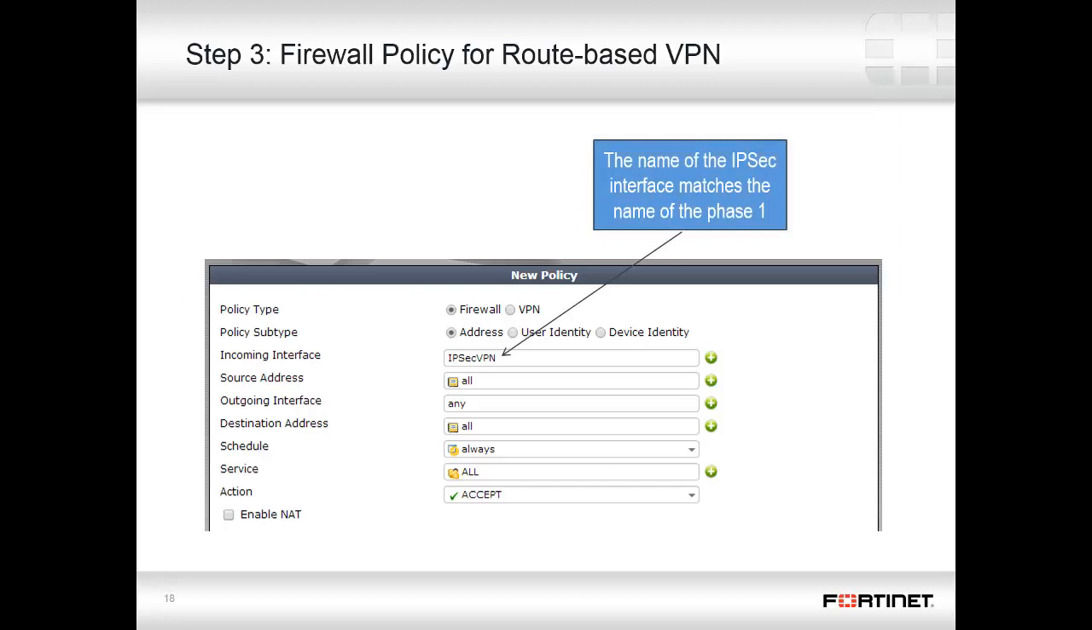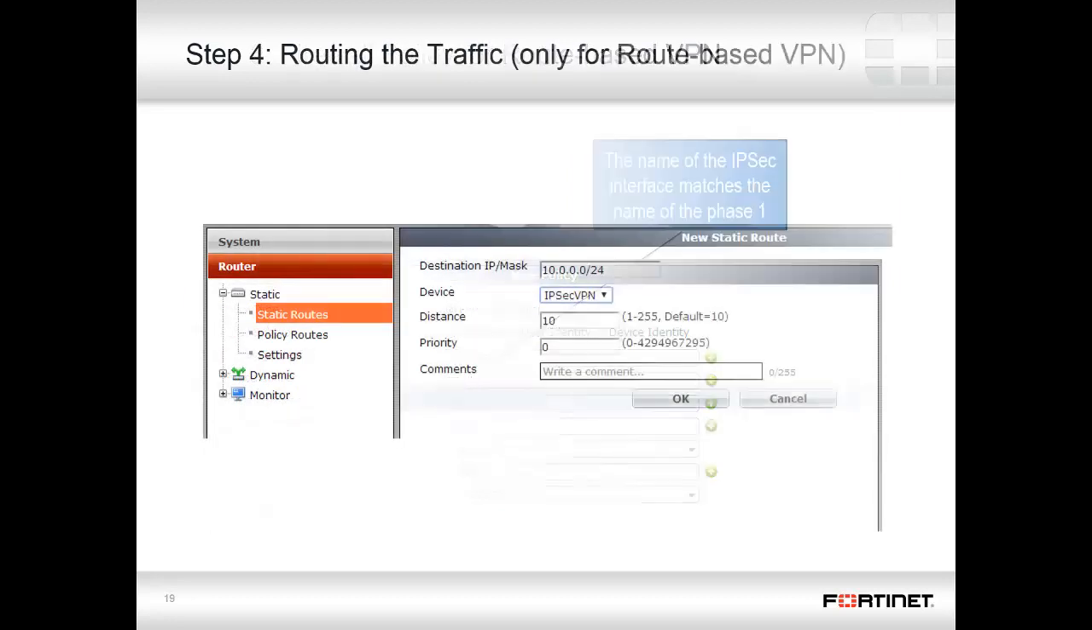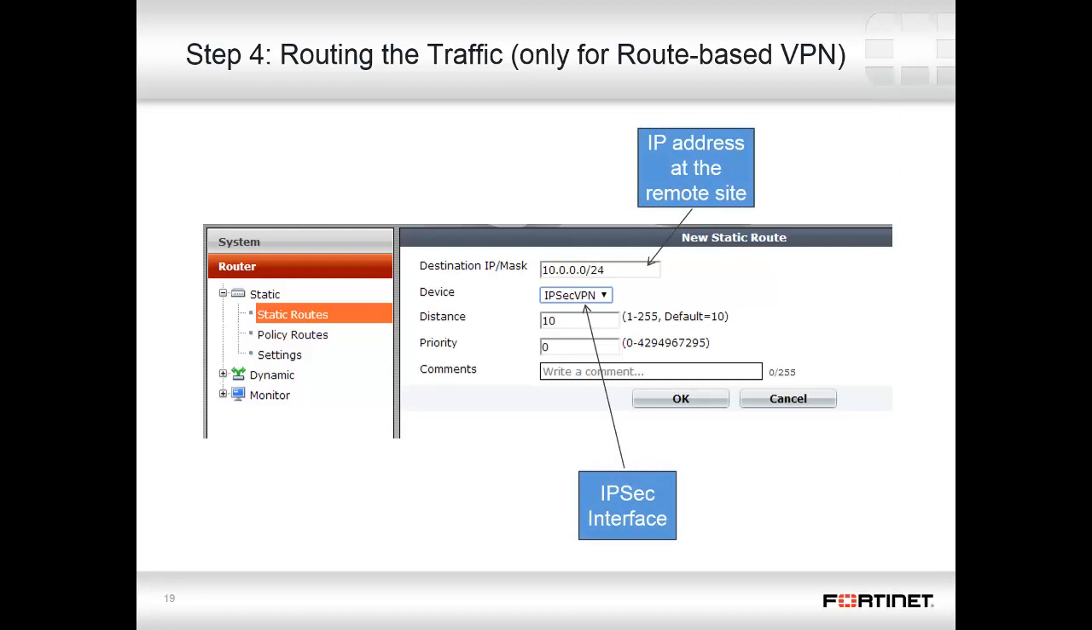In the case of route-based VPNs, the firewall policy is different. It must be of type firewall and subtype address. As mentioned, the name of the IPsec interface matches the name of the Phase 1, so we must use that interface name as either the source or destination interface for the policy, depending on which direction we want to apply it. In the case of route-based VPNs, additional routing configuration is needed to route the tunnel traffic to the IPsec interface. This is usually achieved by adding a static route for the remote subnet pointing to the IPsec interface.